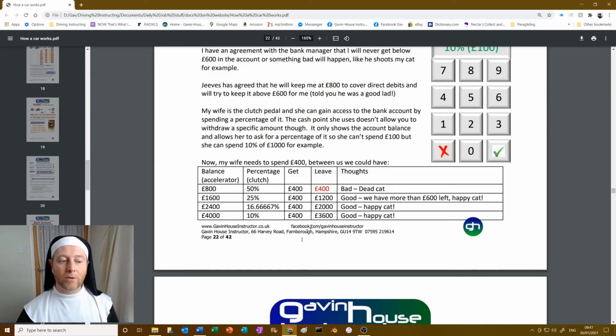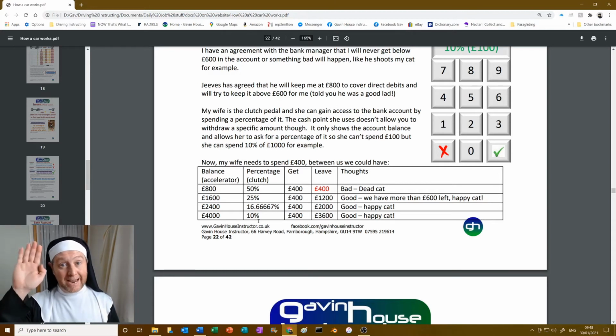Now, if I came along and I had £800 in my bank account, and Paula needed a 50% bite to get that £400, that would mean we take £400 out of the bank account, which means it gets below 600. Jeeves has walked off in a strop, one dead cat, the cat gets shot. So we can't have a 50% bite. If you get too big a percentage and the revs drop below 600, the engine stalls. So you've got to be careful how big a bite you get, because if it's too big, you stall the engine. It is actually a balancing act.